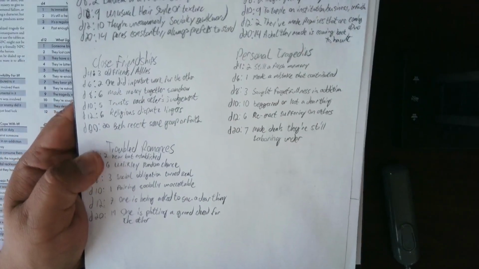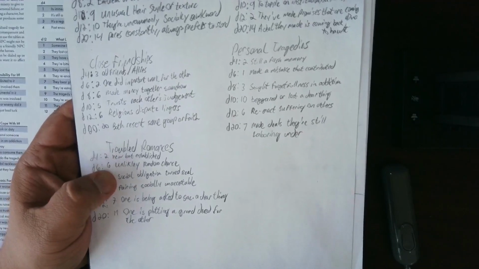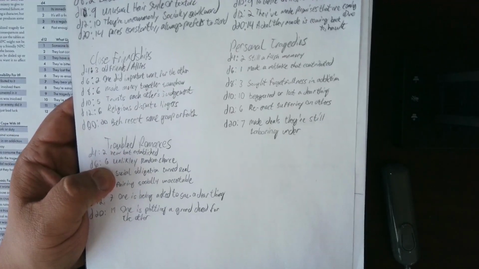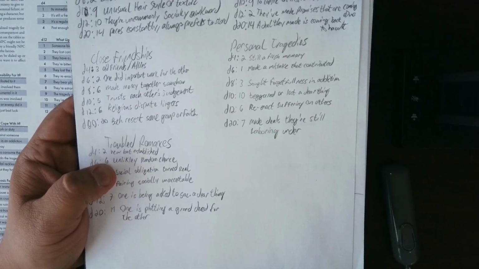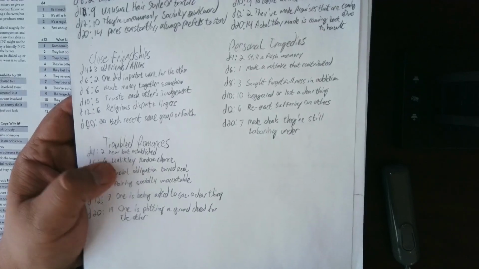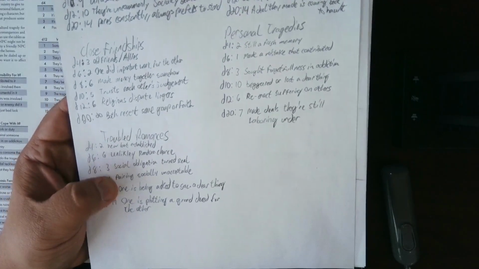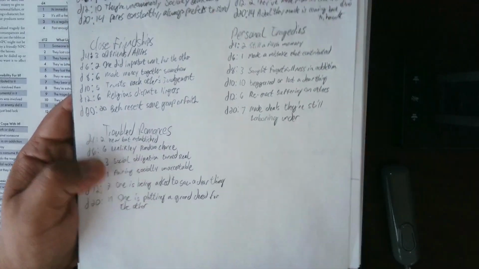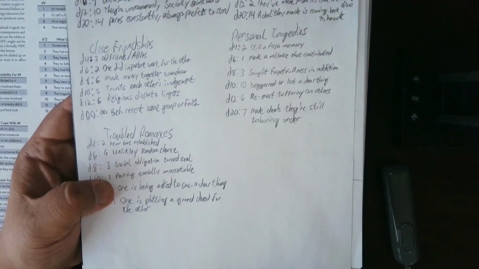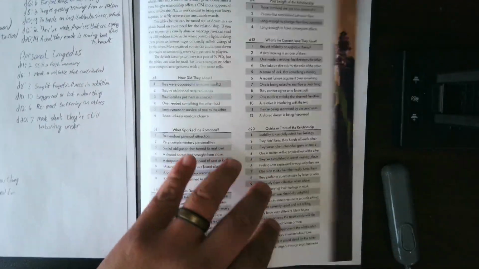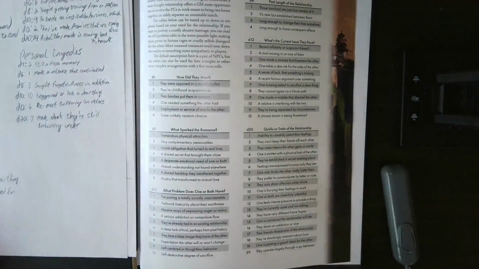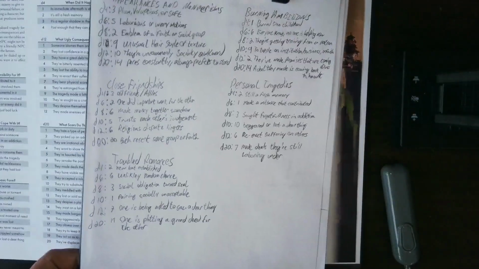All right, so the romances deliver something interesting. It's a new romance. It's an unlikely, random chance that they met. They were socially obligated to be together, maybe, and it turned real, like it turned into actual love. And the pairing is socially unacceptable. Interesting. One is being asked to sacrifice a dear thing, and one is plotting a grand deed for the other. So overall, some really cool, interesting things that offer a lot of depth to the NPC.